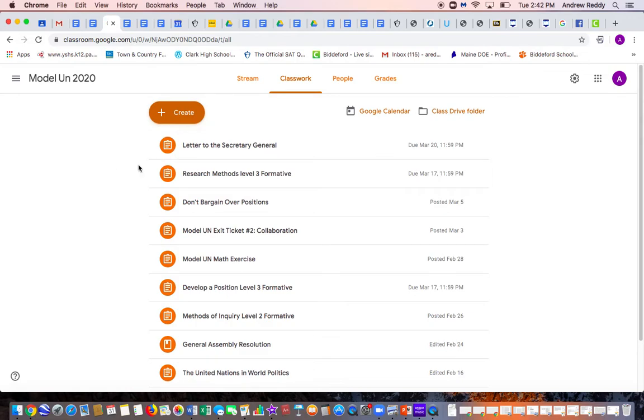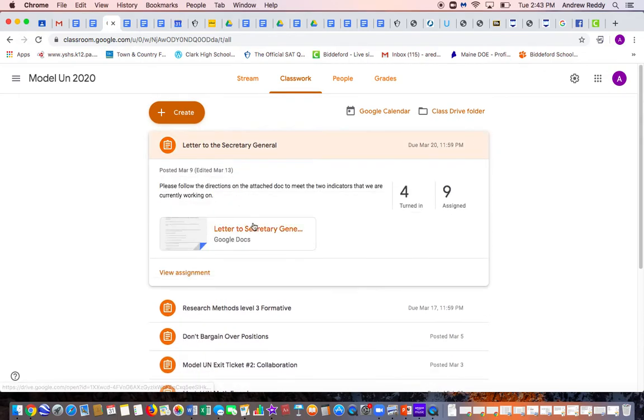And I know for a few weeks the electives have not been stressed, so I'm just hoping this week can be spent catching up on these assignments now that we are in a regular schedule. So let's start with the summative, the letter to the Secretary General.